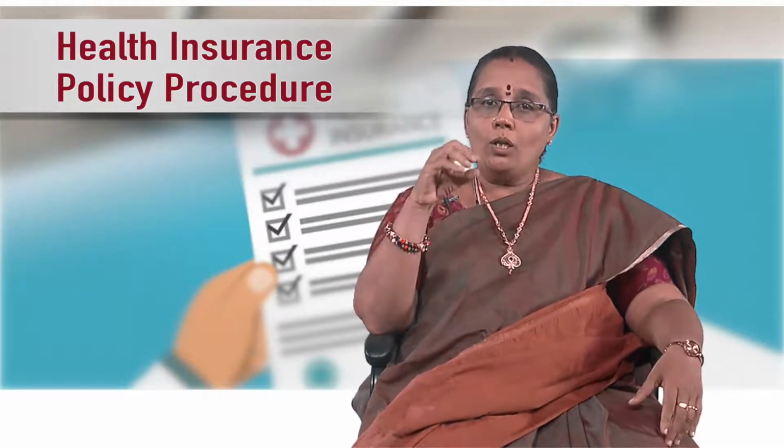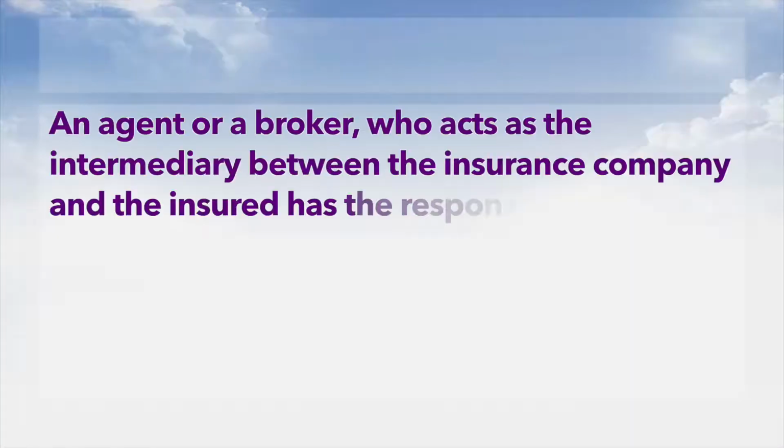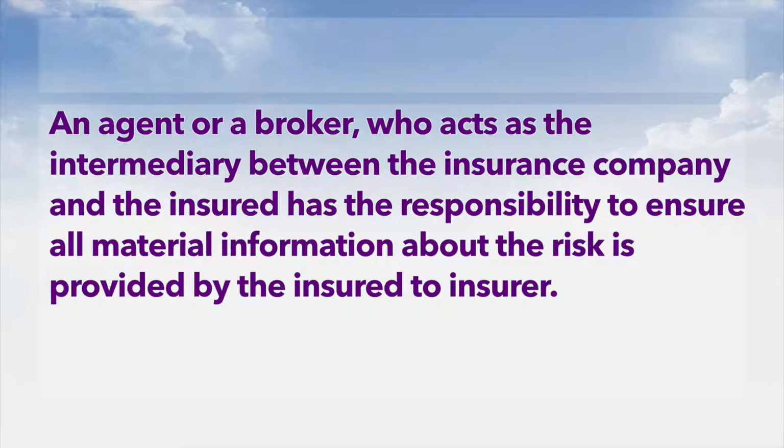Okay. Role of the intermediary is the next part. The intermediary has a responsibility towards both parties, insured and insurer, company and customer. An agent or a broker who acts as the intermediary between the insurance company and the insured, that is the customer, has the responsibility to ensure all material information about the risk is provided by the insured to the insurer, customer to the company.